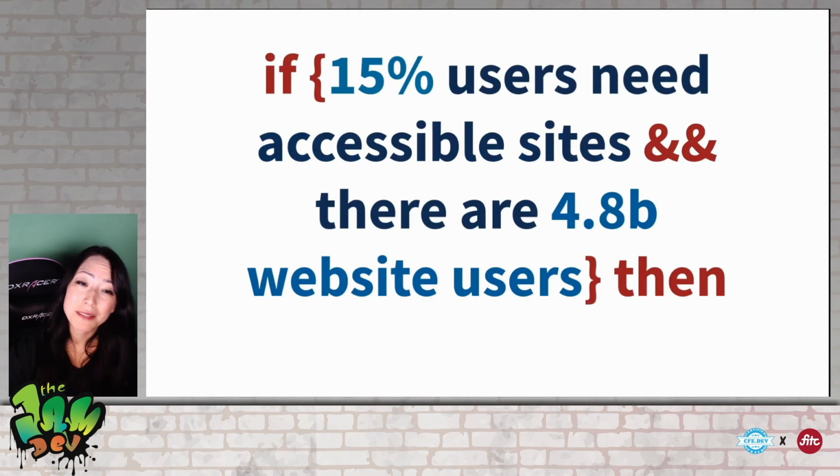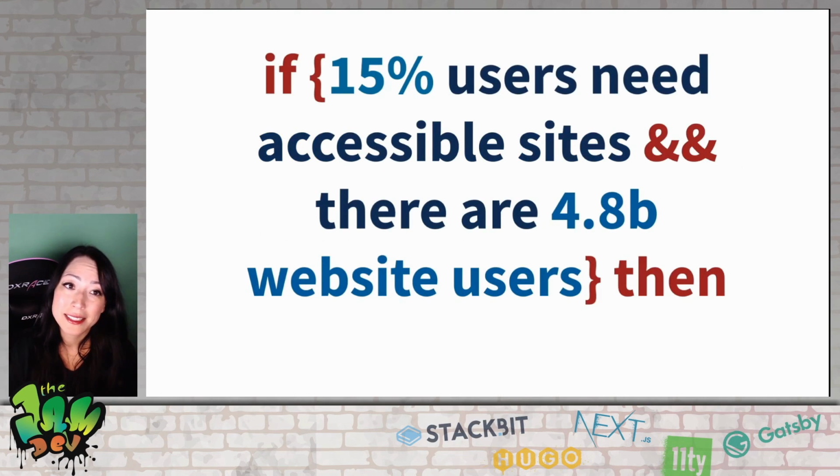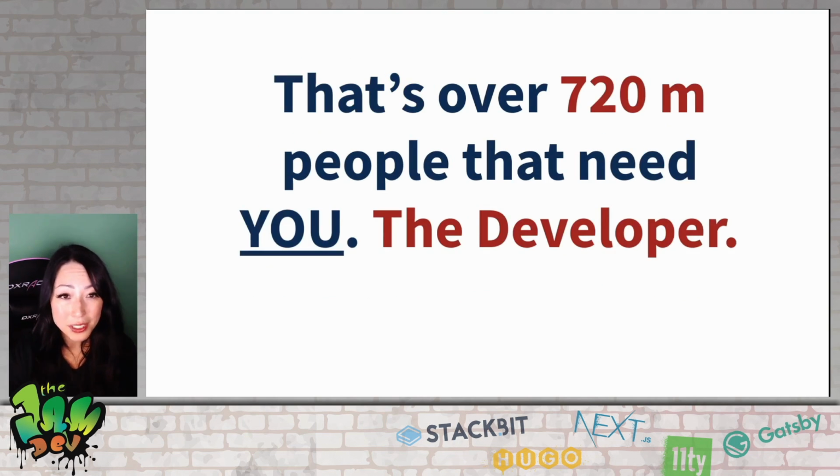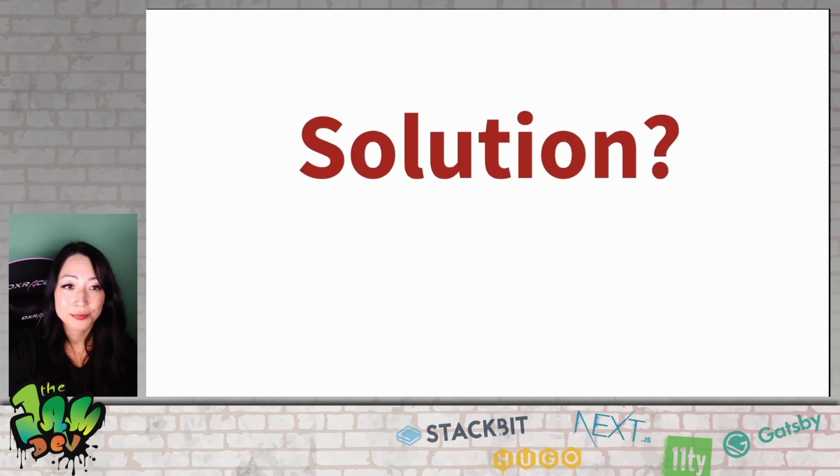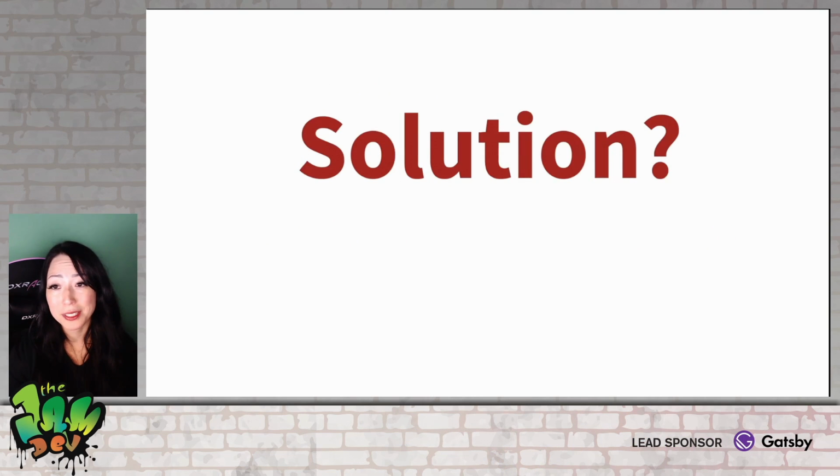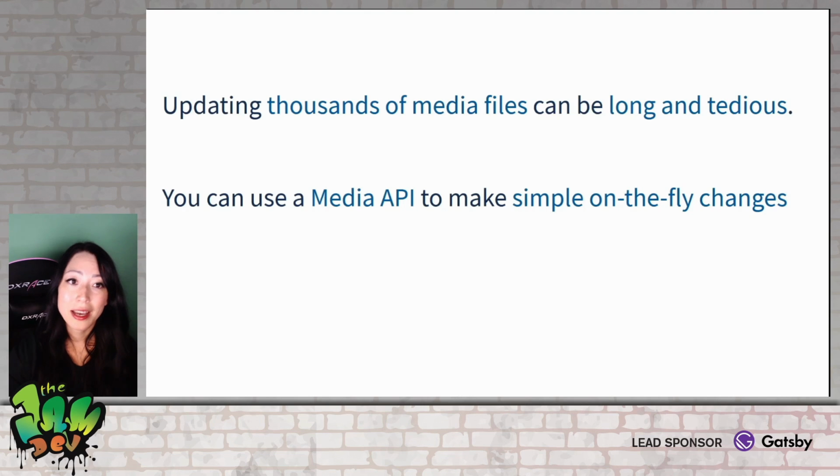If 15% of users need accessible sites, and there are 4.8 billion website users, then that's over 720 million people that need you, the developer, the engineer. What can we do about this? What is the solution? Updating thousands of media files can be long and tedious. You can use a media API to make simple on-the-fly changes.